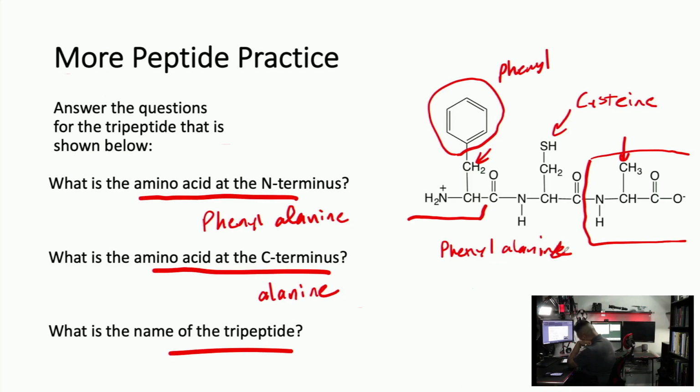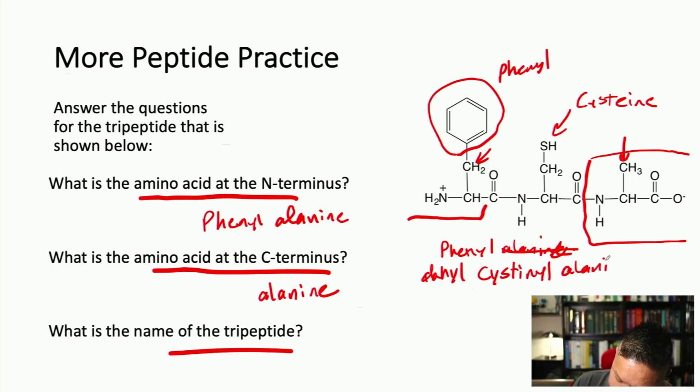alanyl. I forgot to add the -yl endings at the end. So let's try that again. Phenylalanyl, cysteinyl, alanine. I don't think I'll ever ask you to do that, but just be able to identify these amino acids. Phenylalanine cysteine alanine, that's the name of that tripeptide.